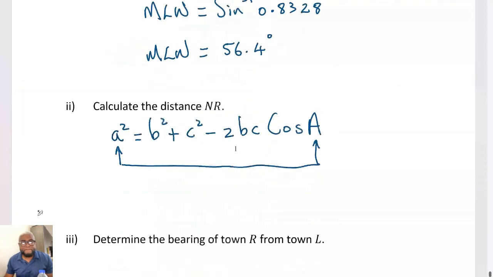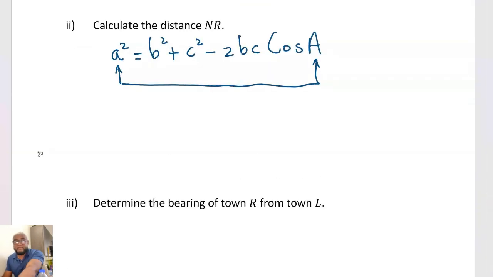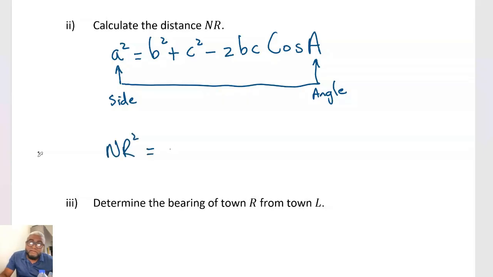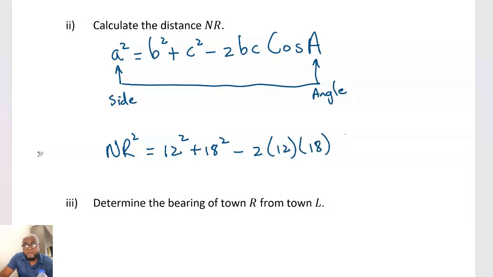So we go in. Small a is NR, so this is the side and this is the angle. NR is what we're looking for. So NR squared is equal to 12 squared plus 18 squared minus 2 by 12 by 18 cos of 25. That's the angle. Tell me what you're getting there.